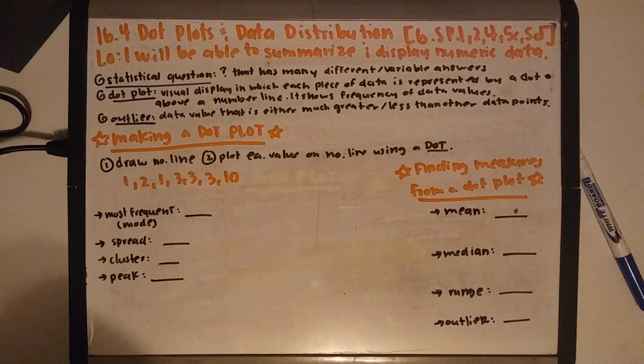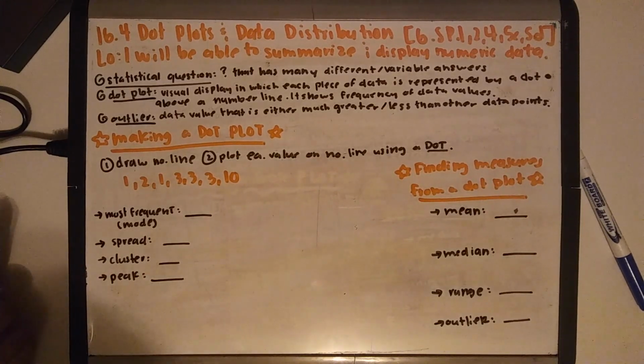A dot plot is a visual display in which each of the data points is represented. So if I ask each one of you how many siblings you have, each one of you is going to be represented with a dot on the number line that shows how many siblings you have. So again, it shows the frequency of the data points. The outlier is the number that is either too big or too small compared to the other data points that you have. Okay, so how do we make a dot plot?